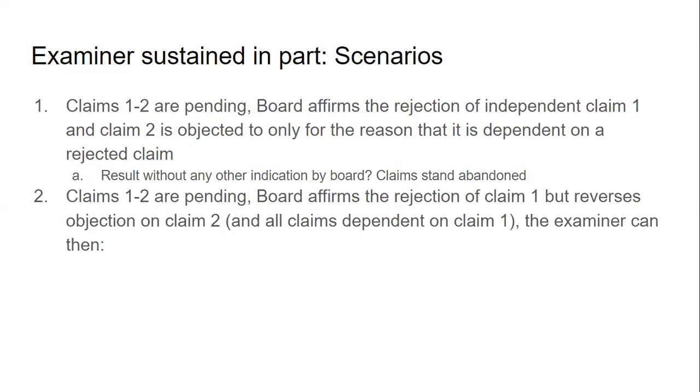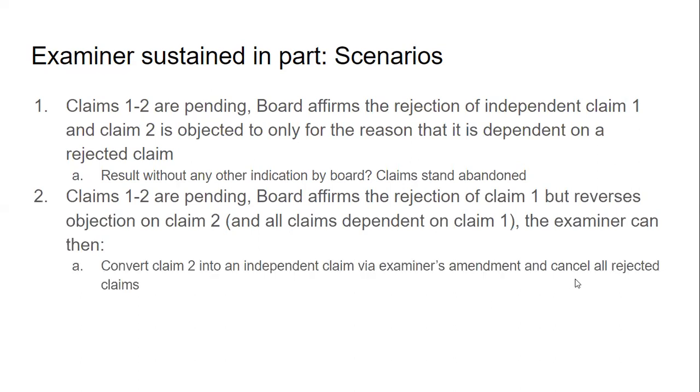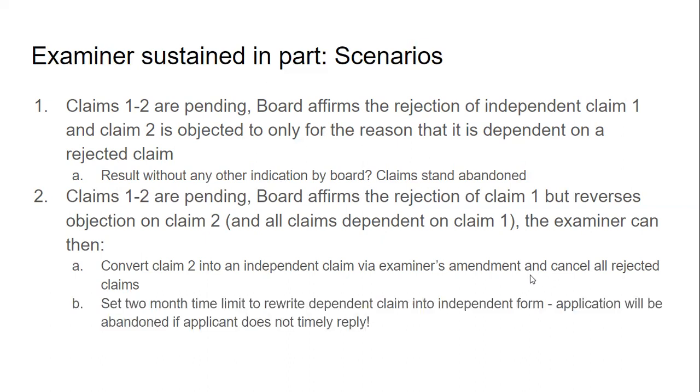Now, if claims 1 and 2 are pending, the board affirms the rejection of claim 1 but reverses the objection on claim 2, wherein all other claims may depend on claim 1, so that could be claims 2, 3, 4. In that case, the examiner can convert claim 2 into an independent claim via an examiner's amendment, and then cancel any rejected claims. And so then those claims would go to allowance. The other option is the examiner can set a 2-month time limit to rewrite the dependent claims into independent form, and the application will be abandoned if the applicant does not timely reply. So if no claims are allowed, the application would go to abandonment, but this is almost extending an olive branch, saying, hey, you would be able to get some claims allowed if you made these moves.